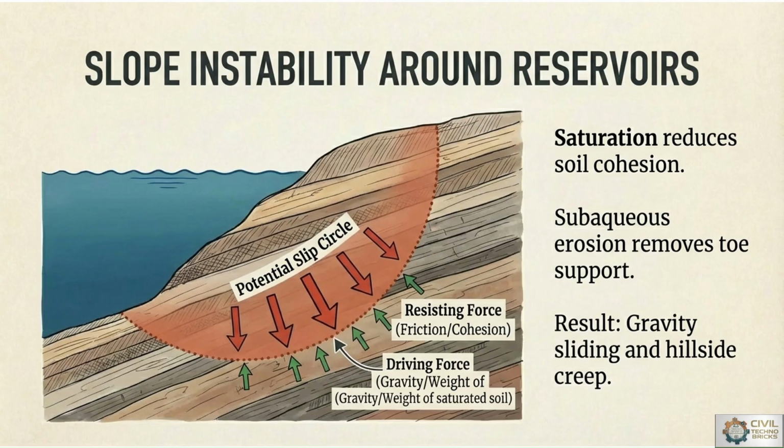Increased water content adds weight to slopes and increases driving forces. Pore water pressure decreases shear strength and slope resistance. Subsequent erosion removes the toe support from reservoir slopes, and soil instability may lead to landslides, creep and sudden collapse or failures.